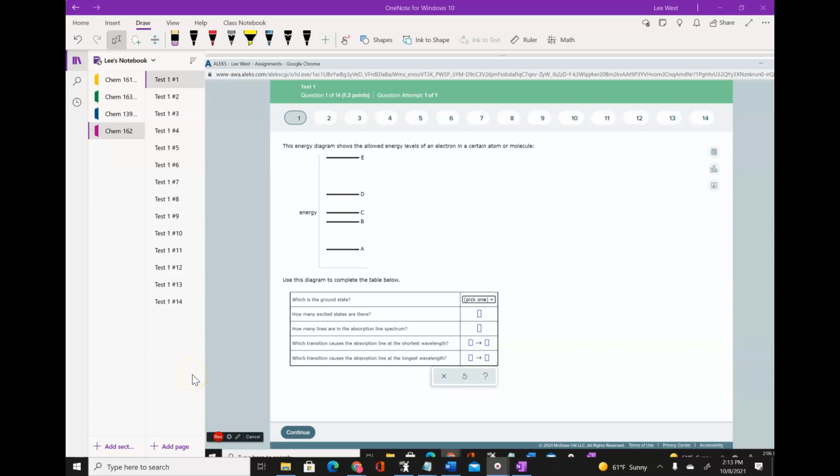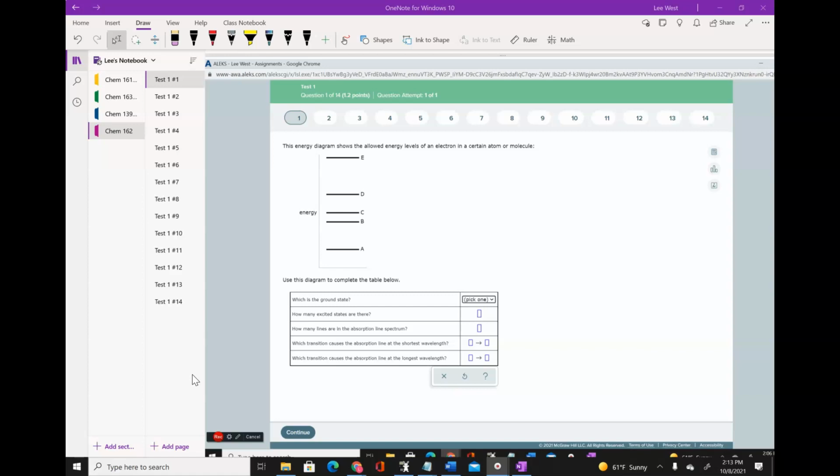Okay guys, so in this video I'm going to run through as much as I can of a practice test 1 in about an hour. So this first problem here is about interpreting an energy diagram. You're given the energy diagram that shows the allowed energy levels of an electron in a particular atom or molecule, and you have to identify various things.